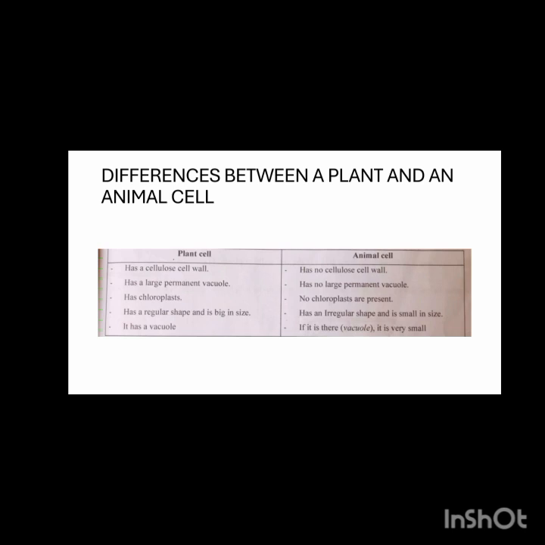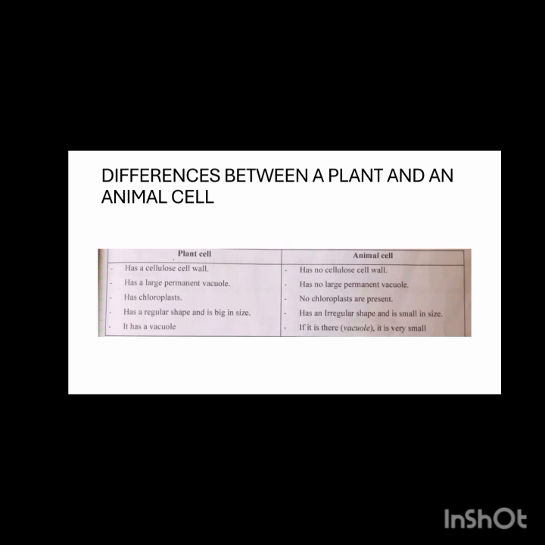I'm sure while you're watching this, you go back to the slide that has diagrams. You see that a plant cell has a cell wall, an animal cell does not have a cell wall. Number two is that a plant cell has a large permanent vacuole, while an animal cell has no large permanent vacuole. In others, it's not even present at all. You can clearly see these differences from the two diagrams there.